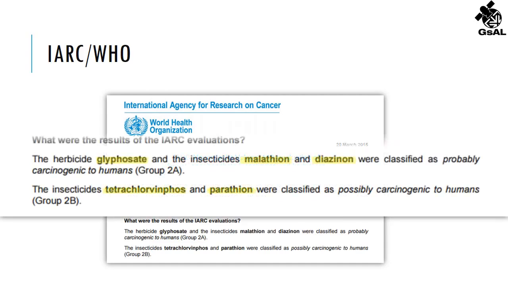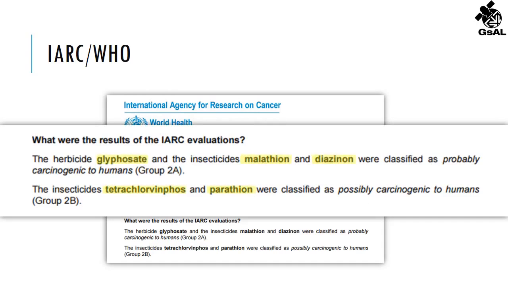5 pesticides to different carcinogenic groups. Glyphosate, malathion, and diazinon were classified to 2A, tetrachlorvinphos and parathion were classified to Group 2B.